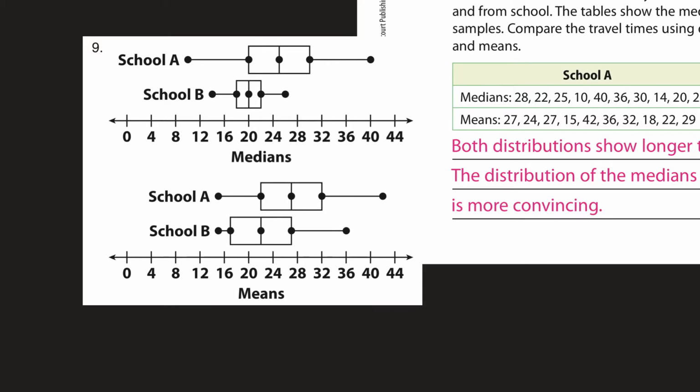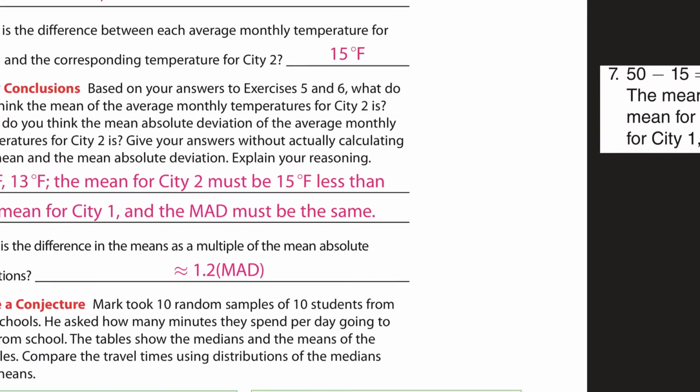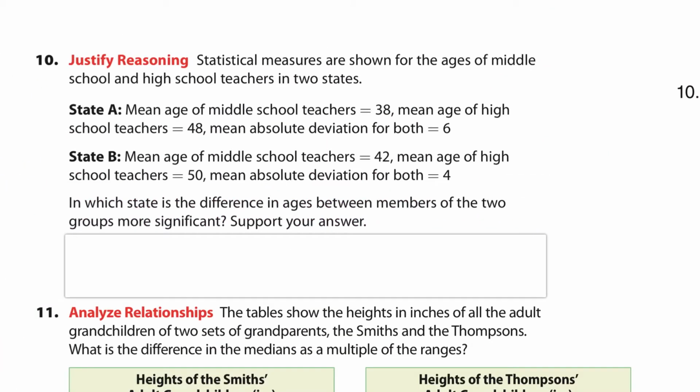All right, let's move on to number 10. And number 10 is on the next page. So number 10, we have statistical measures shown for the ages of middle school and high school teachers in 2 states. So we have state A and state B. The mean of middle school teachers is 38. The mean of high school teachers is 48. The mean absolute deviation for both is 6. Okay, so they did a lot of number crunching for us here.